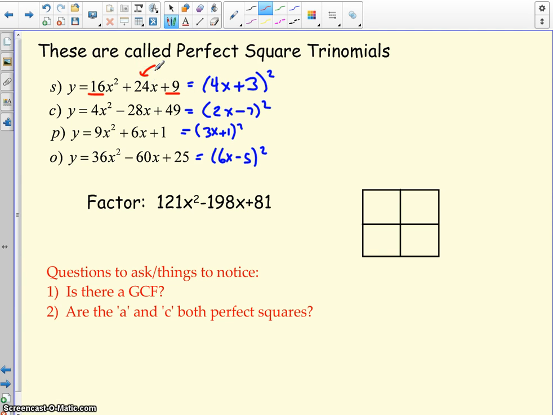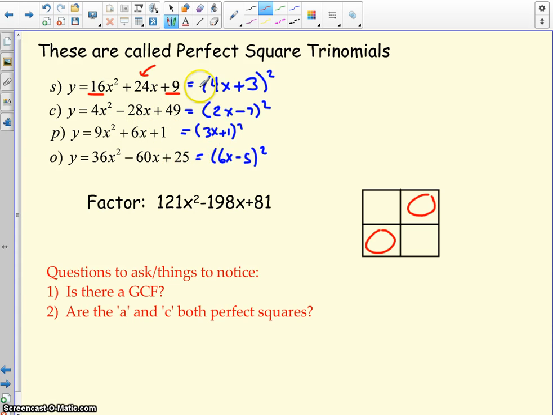That's the other thing that will jump out at you if it is a perfect square, because in the array you're going to wind up with the exact same thing in the top right and bottom left corner, so they should add together to give you that middle term. So that's why for C, when you have 4x squared minus 28x plus 49, it's actually 2x minus 7 squared, not 2x plus 7, because the two numbers have to add to a negative.